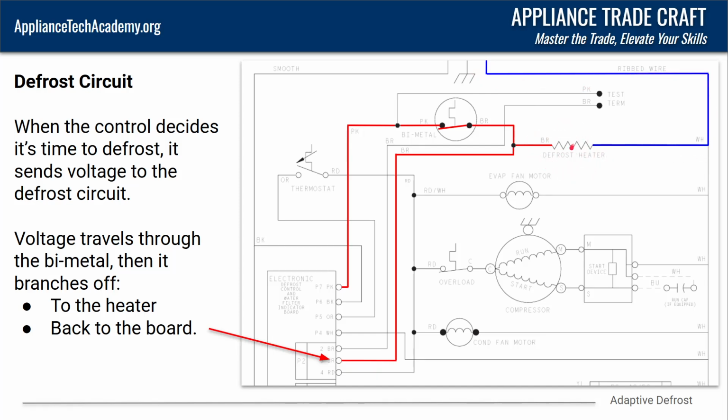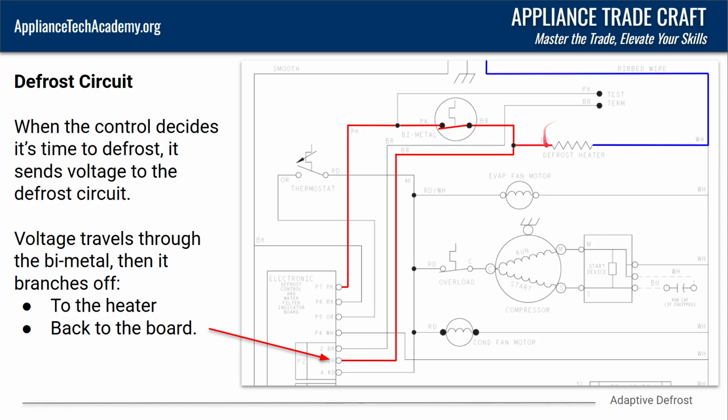But the other thing you're going to notice when we reduce the problem to just the defrost circuit, look at that. On the other side of the bimetal, not on this side, but on the other side, it also loops back and comes right down to the control board. This right here is how the control is determining how long the defrost cycle is running for.